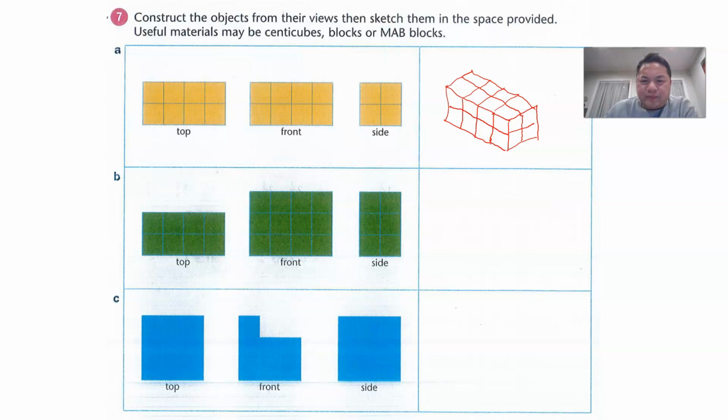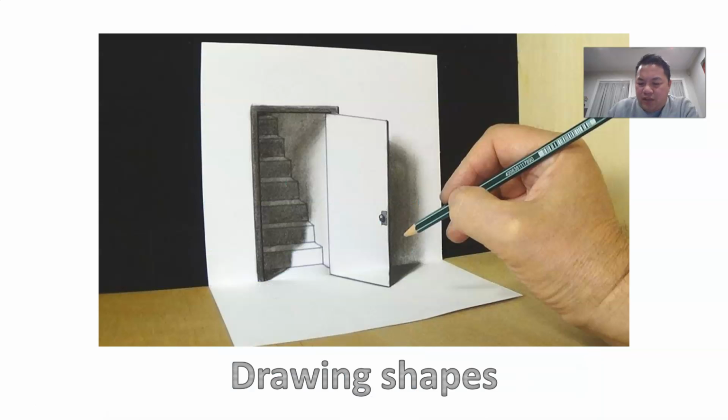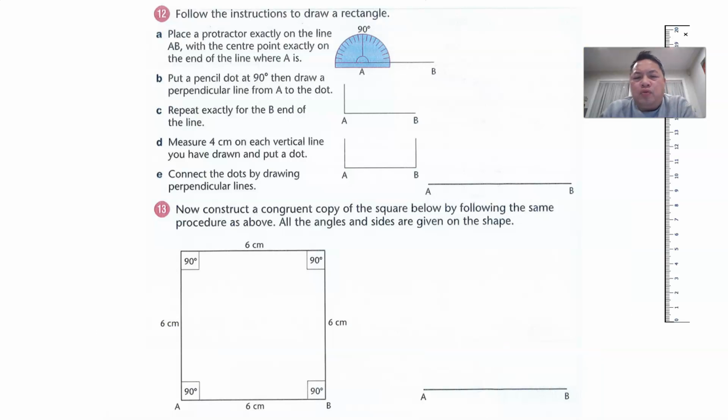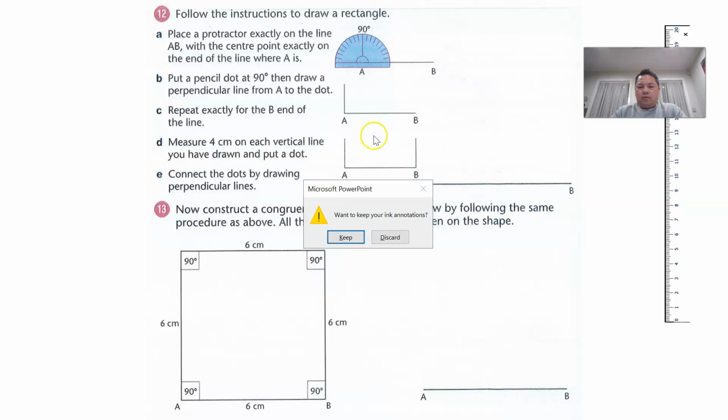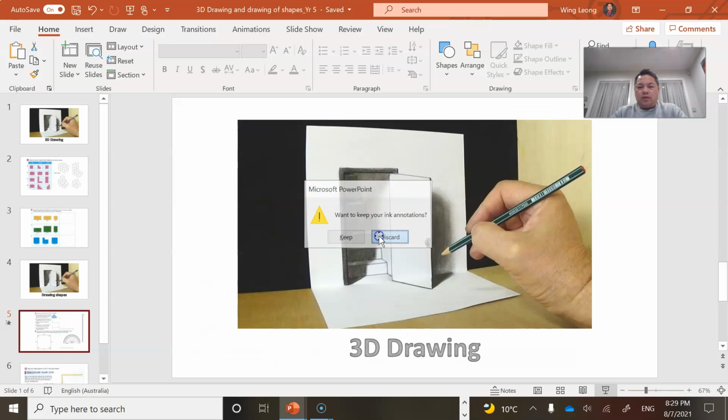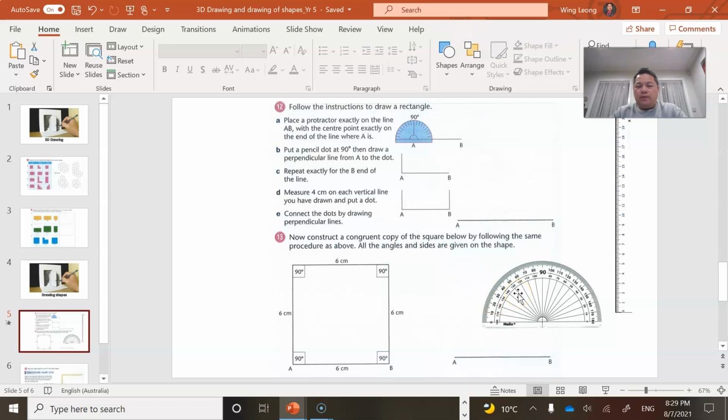Okay, so next part is regarding how to draw rectangle and square accurately. So from here we will need to follow the instruction given. So I will do a demonstration on how to draw a rectangle based on the instruction given, and then you can follow suit. You can do together. As you watch this video, you may want to draw it together with me. I leave it to you.